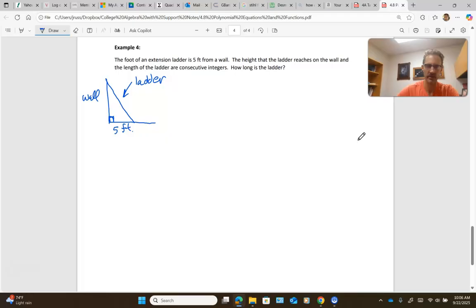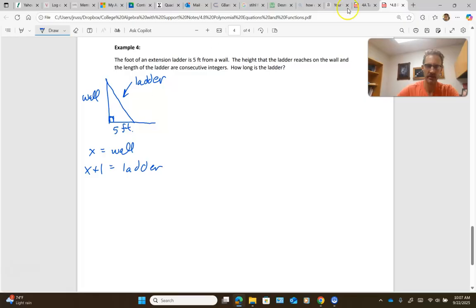Alright, so I need to define my variable. So I'm going to use x. Well, there's two things I don't know. I don't know the wall or the ladder. Well, to me, it's easier if I let x be the smaller of those two values. So the length of the wall is going to be smaller than the length of the ladder. So I'll let x represent the length of the wall. And so x plus 1 will be the length of the ladder.